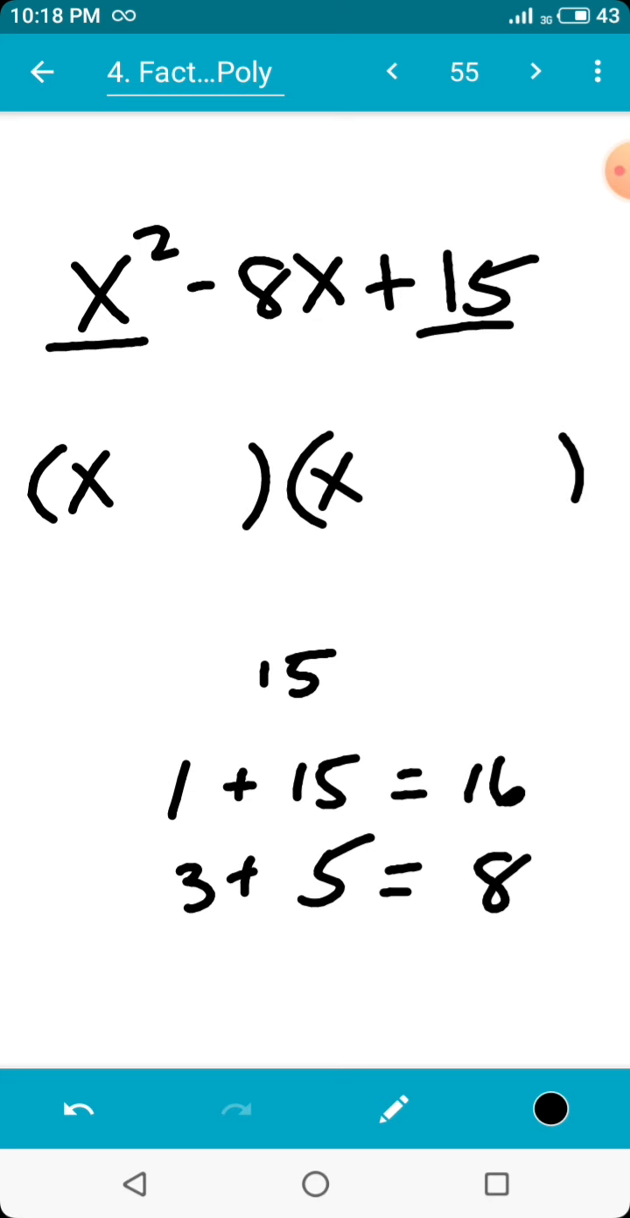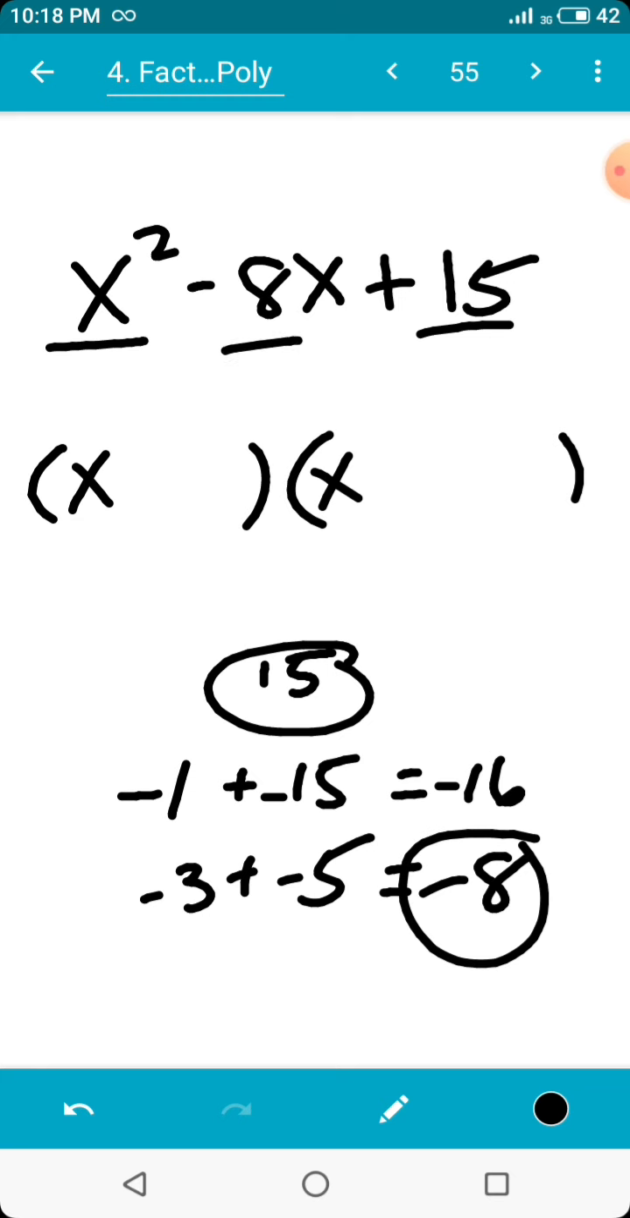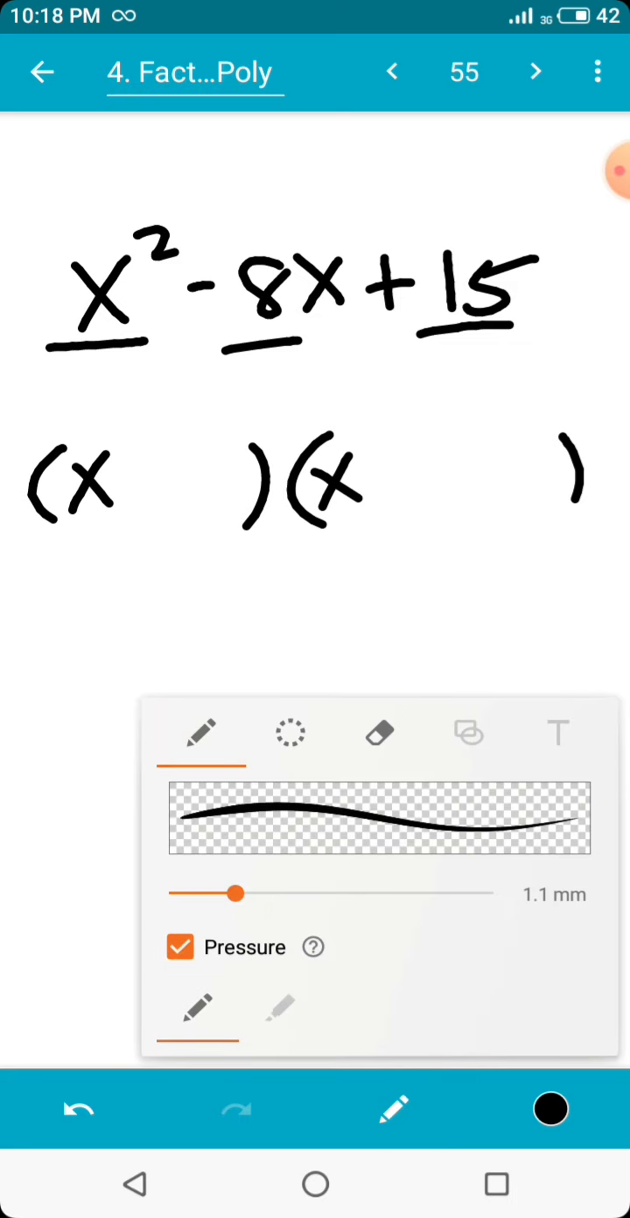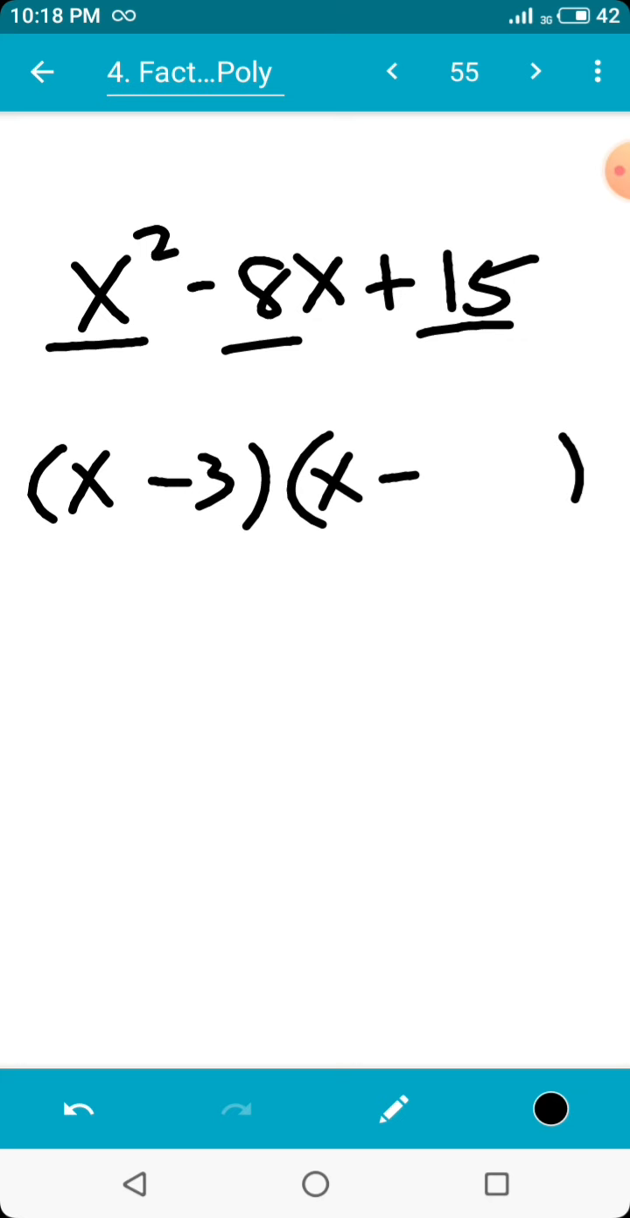So, kung babaguhin natin yung sign nila para maging positive 15 pa rin yung product. So, let's see. Kung negative 1 plus negative 15, that is negative 16. Pag negative 3 and negative 5, that is negative 8. Okay? So, ito yung nasa gitna. So, ibig sabihin yung hinahanap natin factors ay isang negative 3 at isang negative 5. Negative 3 and negative 5.